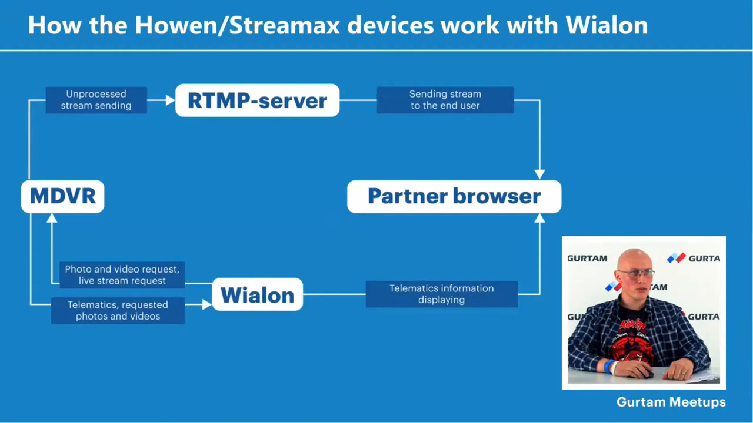I would like to admit that the live stream feature is more complicated in terms of device-server communication, and you may see it on the following scheme. As you may see on this scheme, the communication is handled in two directions. If we speak about telematic data, photo and video requested from the device, in this case, it's a standard way of communication. Data is sent directly from the device to the platform. Live stream is transmitted to the intermediate server, which converts the stream to RTMP or HLS format and then sends it to the user browser.